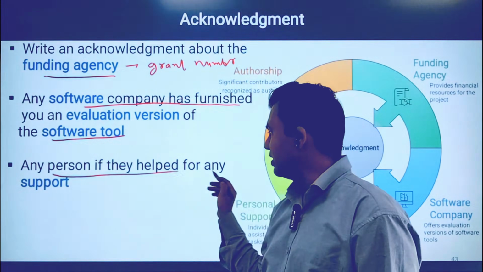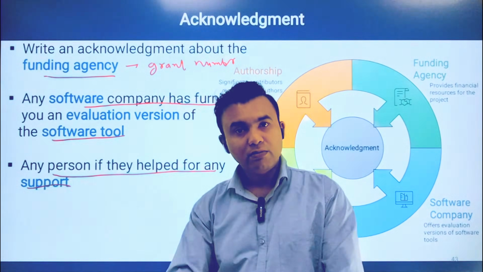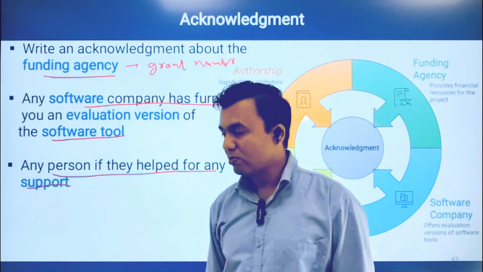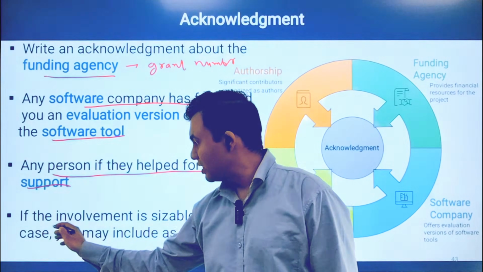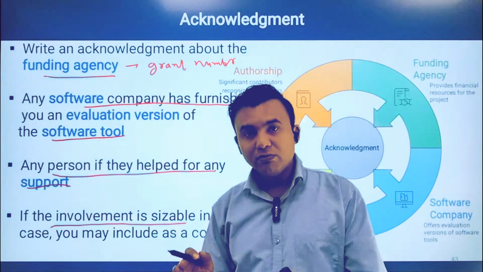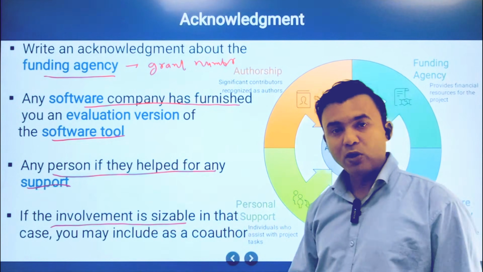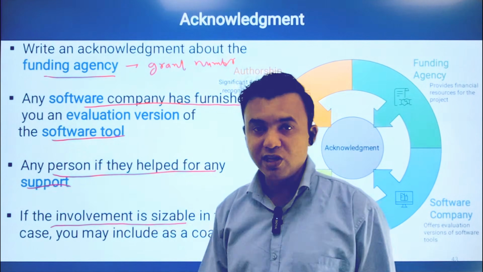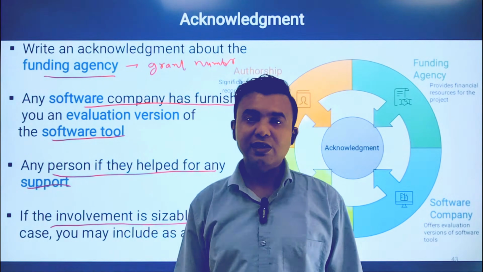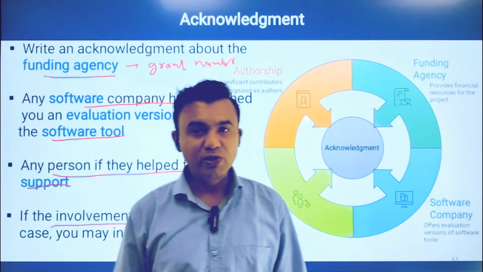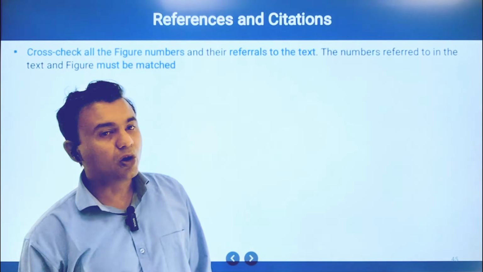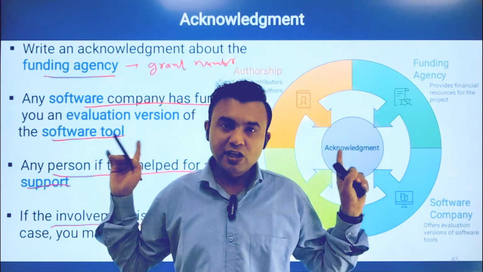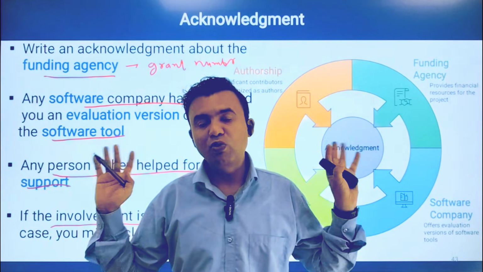Any person, if they have helped you, acknowledge their support. If let's say their involvement is sizable, how about giving an authorship? Give him a co-authorship, right? If their help is really significant and the contribution is large, give them a co-authorship, which is absolutely fine. So this is the acknowledgement part, how you have to draw.